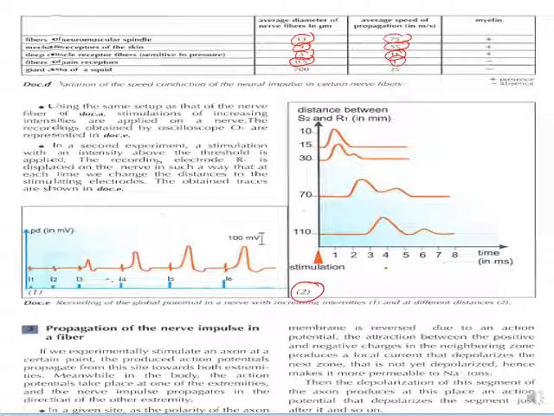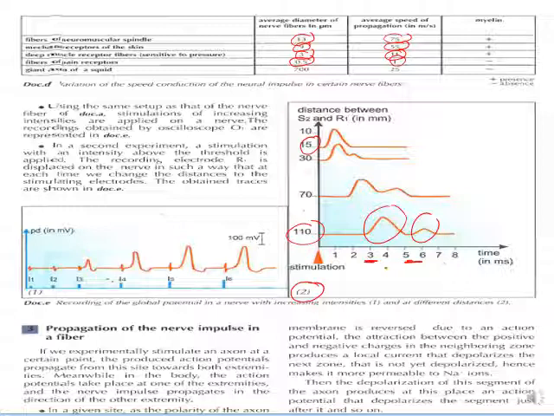Whenever the distance between S2 and R1 was 15 millimeters, only one action potential is recorded. But as the distance increases from 15 to 110, two action potentials were recorded, two peaks. The first action potential is recorded about 3 milliseconds after the stimulation, and the second is recorded after about 5 or 6 milliseconds.